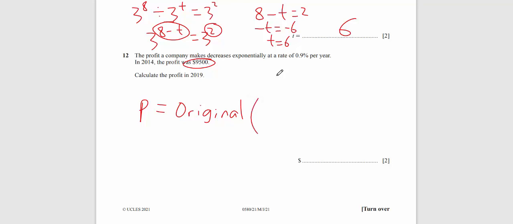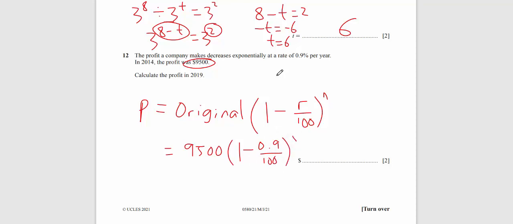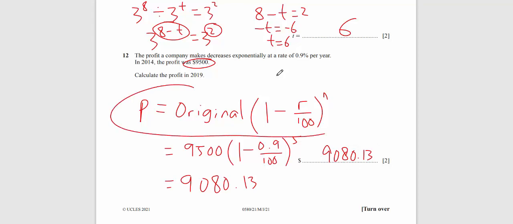And bracket with 1 minus the rate. I call R the rate, to the power of n, where n is the number of years. So we have 9,500 bracket 1 minus 0.9 over 100, to the power of 5. If you calculate this, you should get about 9,080.13. So if you see something exponential, you can use this formula.